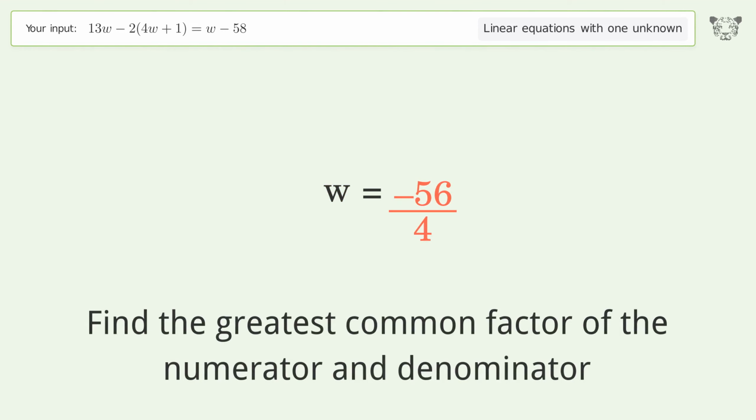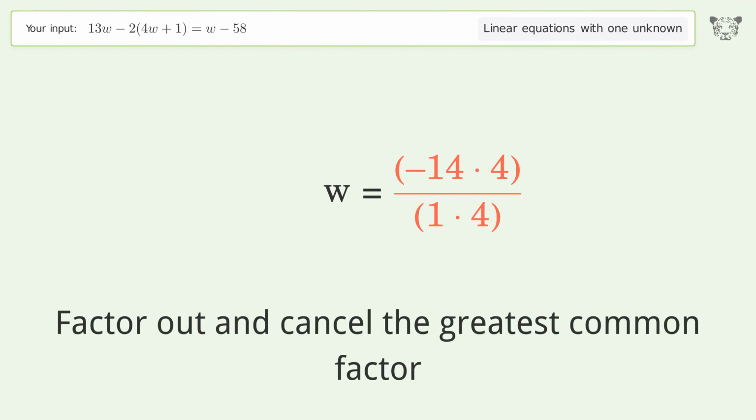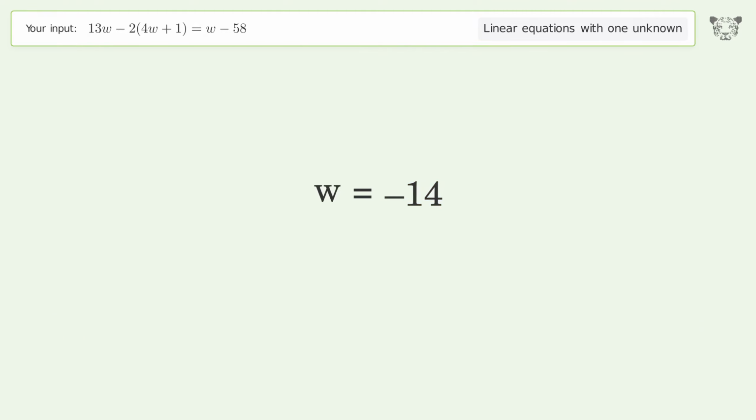Find the greatest common factor of the numerator and denominator. Factor out and cancel the greatest common factor. And so the final result is w equals -14.